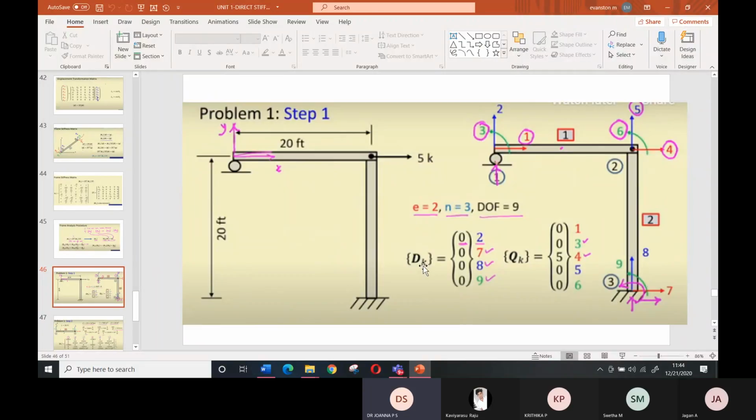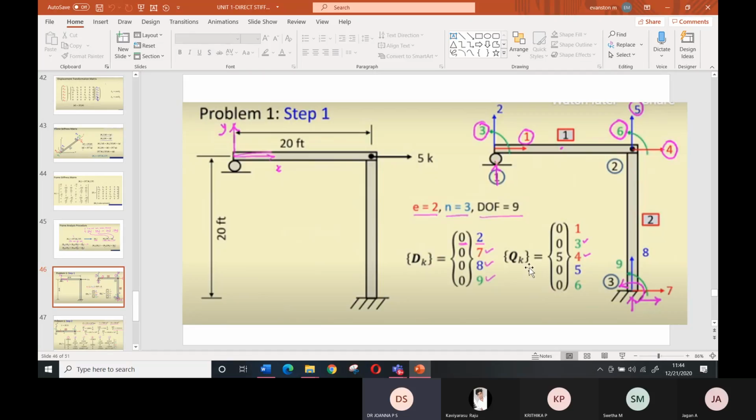So I have given the degree of freedom of the 2 is restrained, so it is equal to 0. 7 is restrained, it is equal to 0. And 8 and 9 are also restrained, so it is equal to 0.